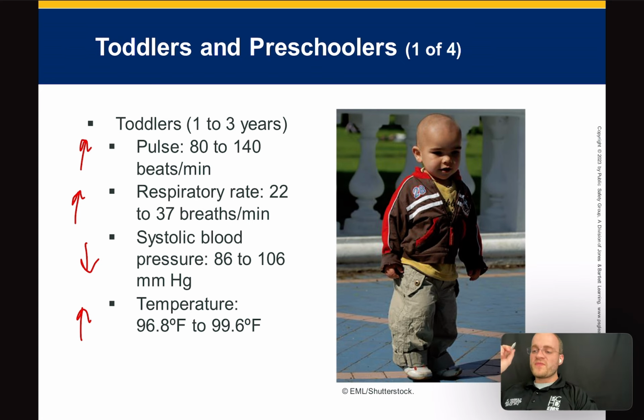Look at the respiratory rate here. Toddlers, ages 1 to 3 years of age, breathe once every 2 seconds, right? That's pretty fast. A lot of times when I'm assessing these patients, like a neonate who might breathe 40, 50, 60 times a minute, I'll think, okay, they're breathing 1 time a second, right?